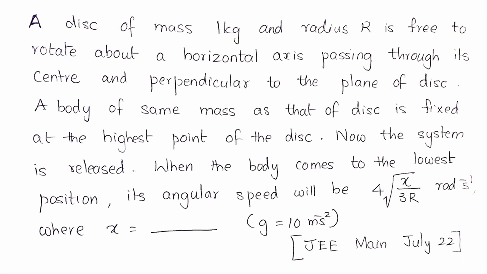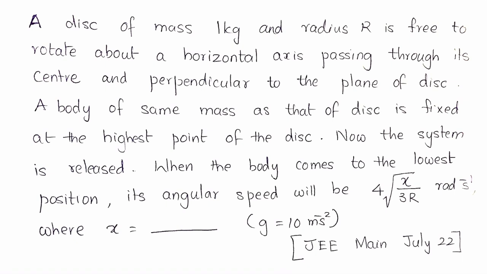A disk of mass 1 kg and radius r is free to rotate about a horizontal axis passing through its center and perpendicular to the plane of disk. A body of same mass as that of disk is fixed at the highest point of the disk. Now the system is released. When the body comes to the lowest position, its angular speed will be 4 into under root x by 3r radians per second, where x is equal to dash. Now we have to find x.